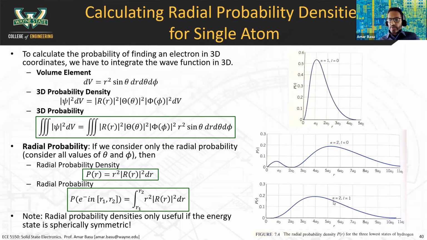Okay, and when you get to n equals 2, L equals 1, you can see a different shape here. So all these different energy states have different corresponding locations where the electron is likely to be. These are all mathematically derived, but they've been experimentally shown to be true.